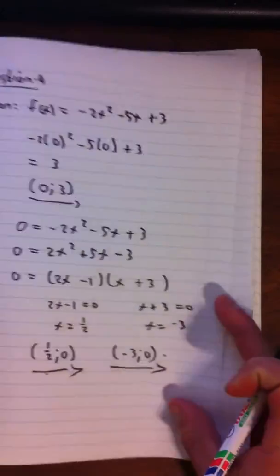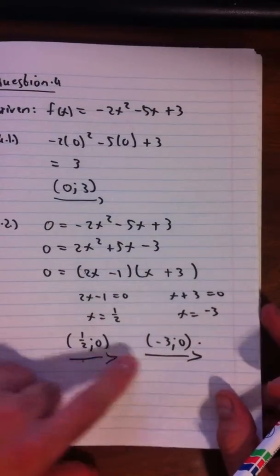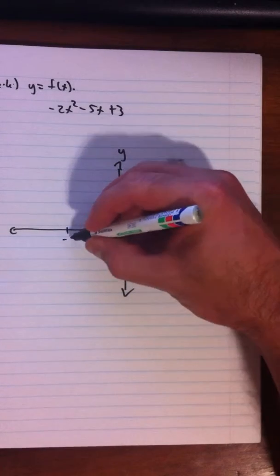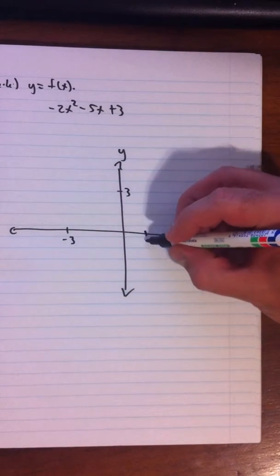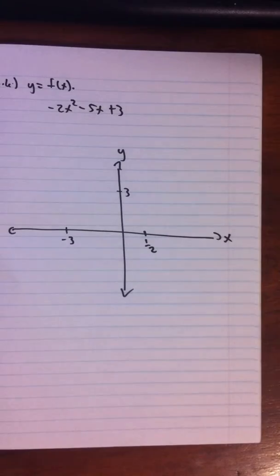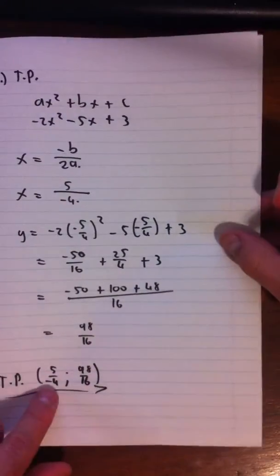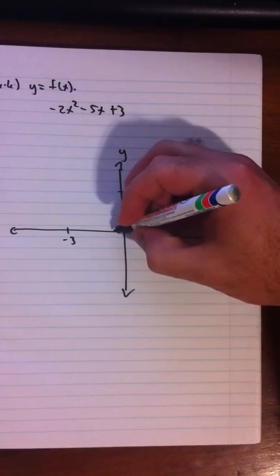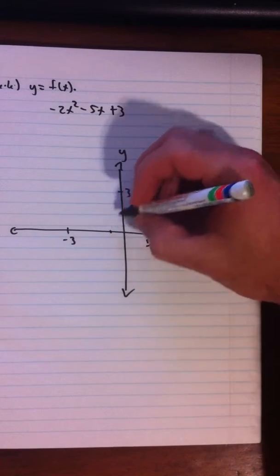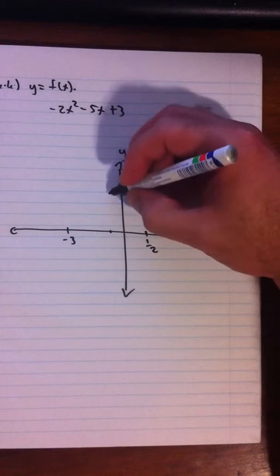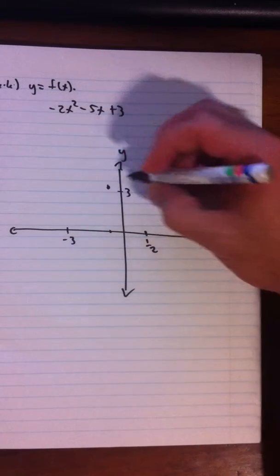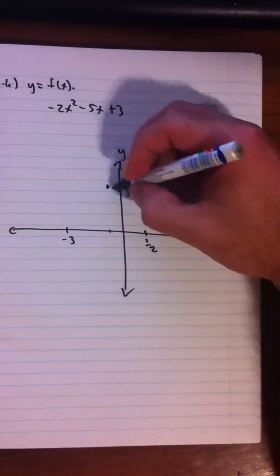Let's have a look here. The x-intercepts were 1/2 and -3. And our turning point was (-5/4; 98/16). Okay, so now we just connect the dots.